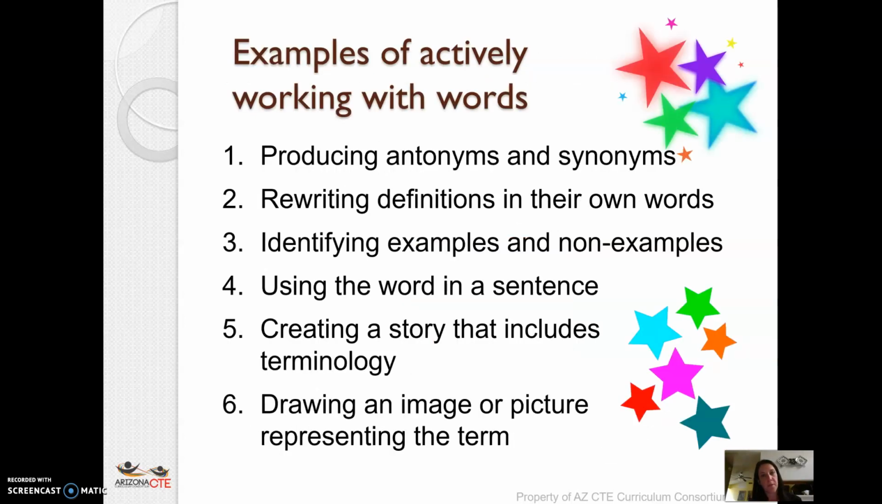and so you need to build those into your lessons. So a couple ways to actively learn words is have them work with their antonyms or synonyms, rewrite the definition in their own words, identify examples and non-examples, use the word in a sentence, create a story that includes terminology, or draw an image or a picture representing the term. That last one is what we do with the KIM chart, where I'm trying to get you to be actively working with the words that I give you, and by drawing an image that helps you be more active.